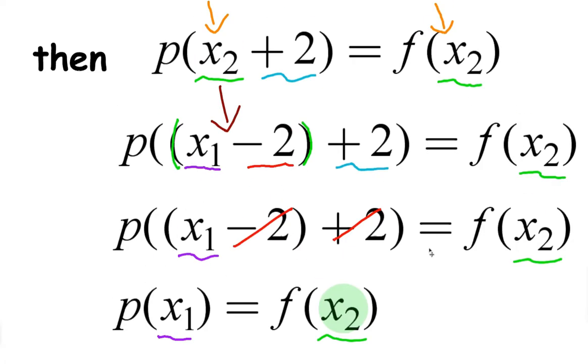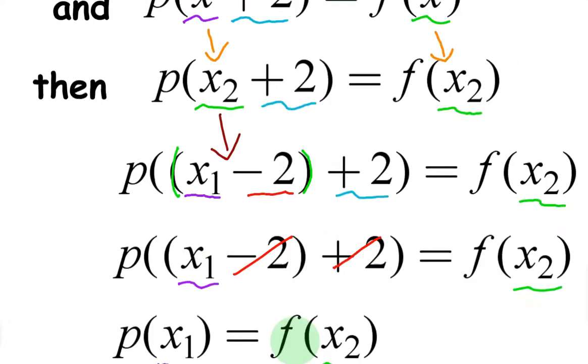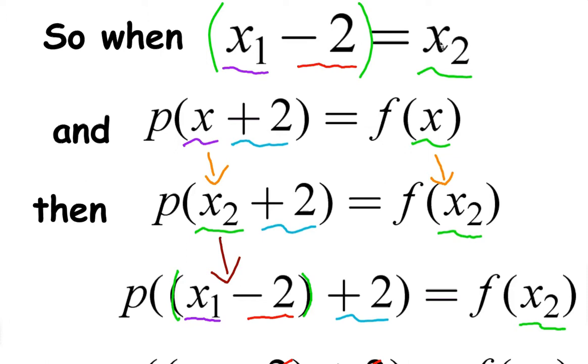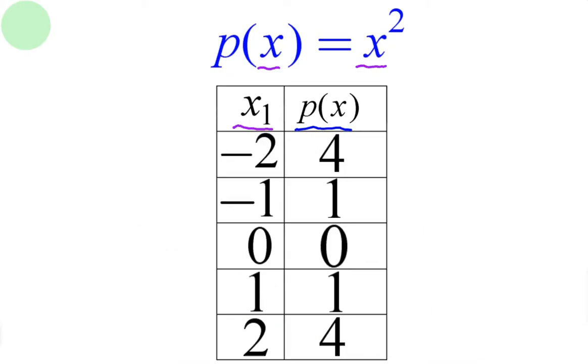And therefore, we've proven that p of x1 is equal to f of x2 whenever x1 minus 2 is equal to x2. In other words, you're subtracting 2 from your original x value. 3 minus 2 is equal to 1 to give you the same y value of 9. Let's look at what this looks like on a chart.